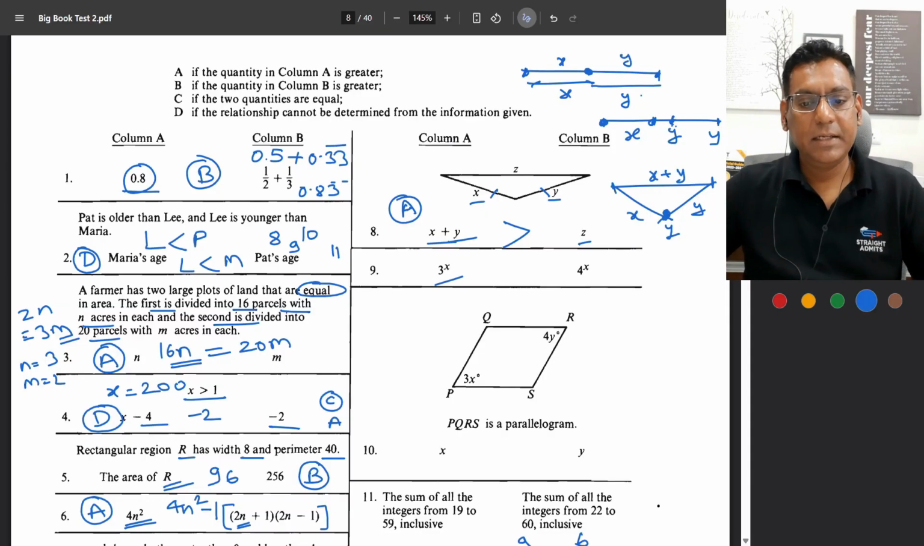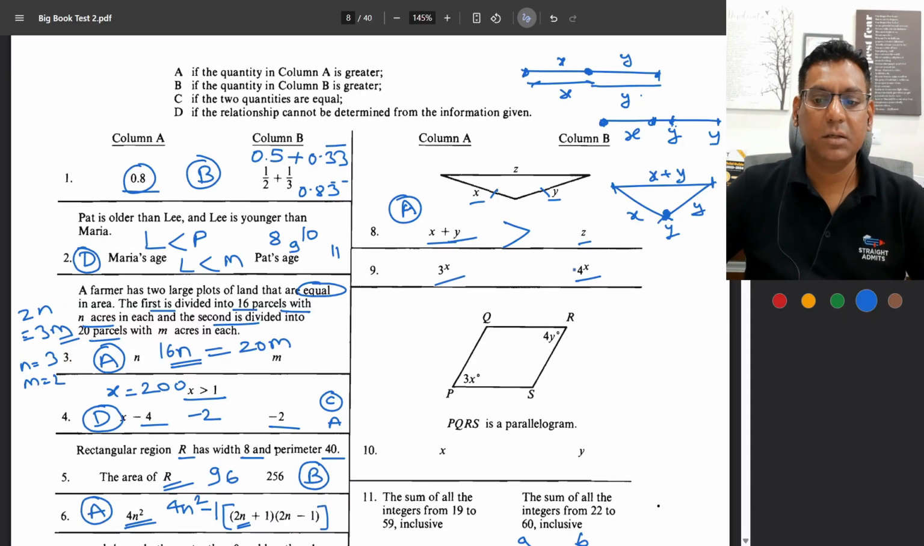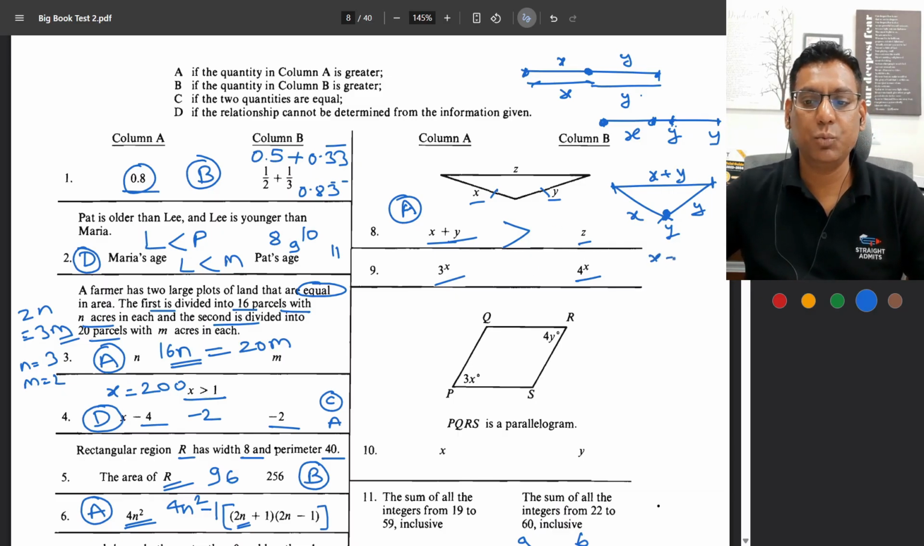Okay, question 9, 3 raised to x, 4 raised to x. All right, interesting. Let me pick some number for x. Let's say x is equal to 1. What do I get? I get 3 versus 4. In that case, the answer is B.